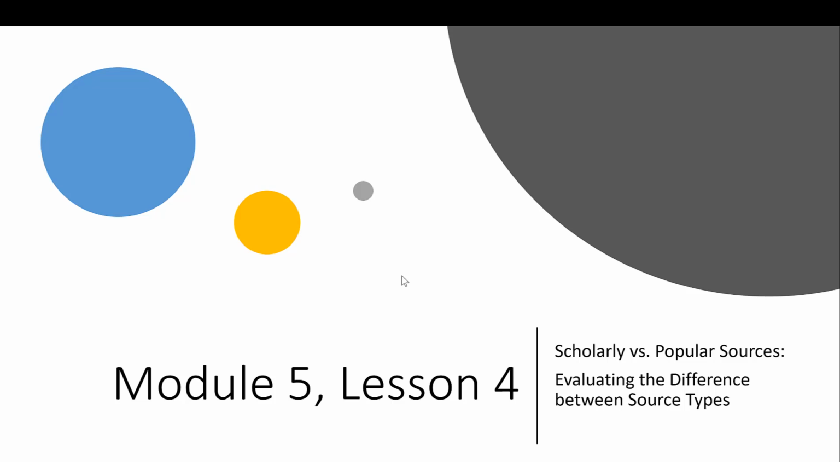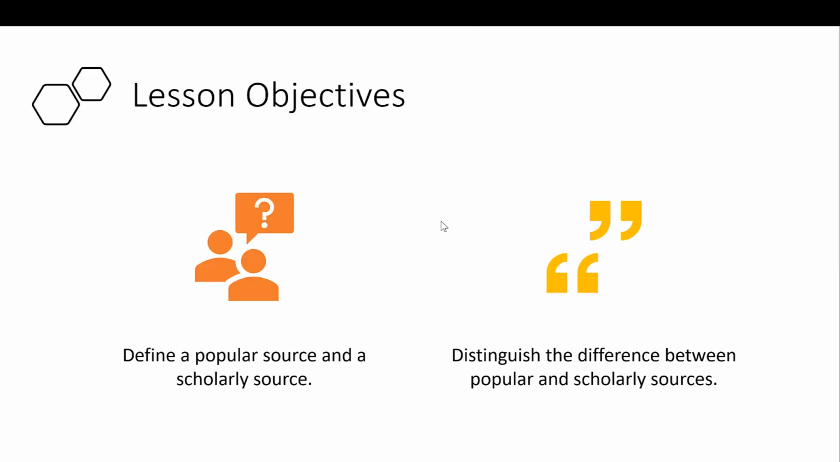Today we're moving on to Module 5, Lesson 4, where we will talk about popular versus scholarly sources. There are a variety of sources from which you may choose to include in your research. These include blogs and websites, but many of your sources will come from scholarly as well as popular sources. The objectives for the lesson today are to define a popular source and a scholarly source, and distinguish the difference between these sources.